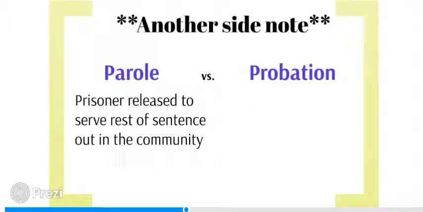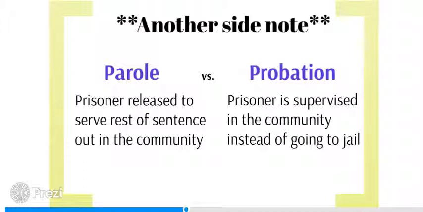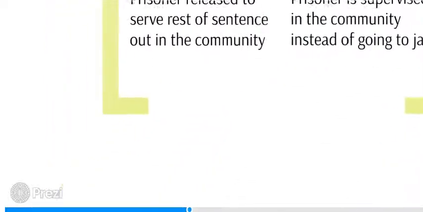All right, and then the very last side note, I promise. Parole versus probation are two different things. Parole is when you have served out part of your sentence, and because you didn't act foolish while you were inside, you get to serve out the rest of your sentence in the community with your little ankle bracelet on. Okay, probation is when the prisoner is supervised in the community instead of going to jail. Probation happens aside from prison. So probation is a punishment by itself. Parole is like the very end of a punishment.